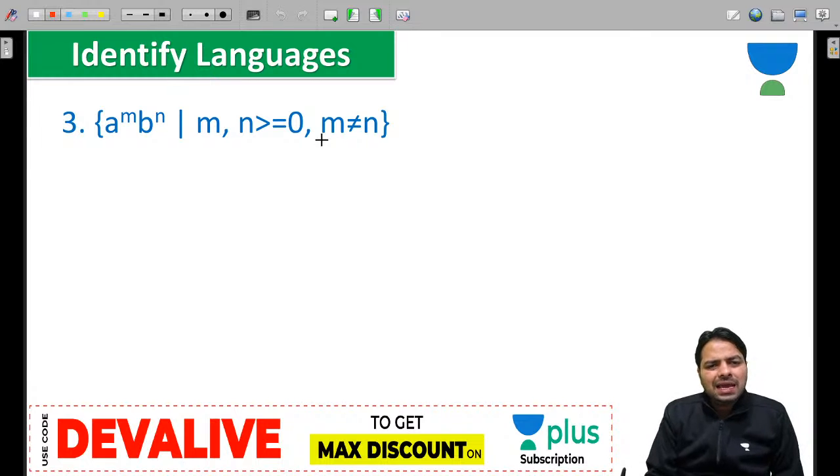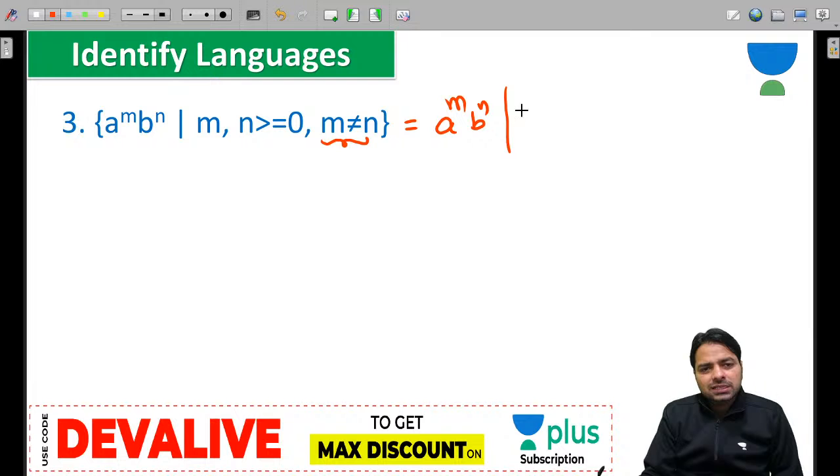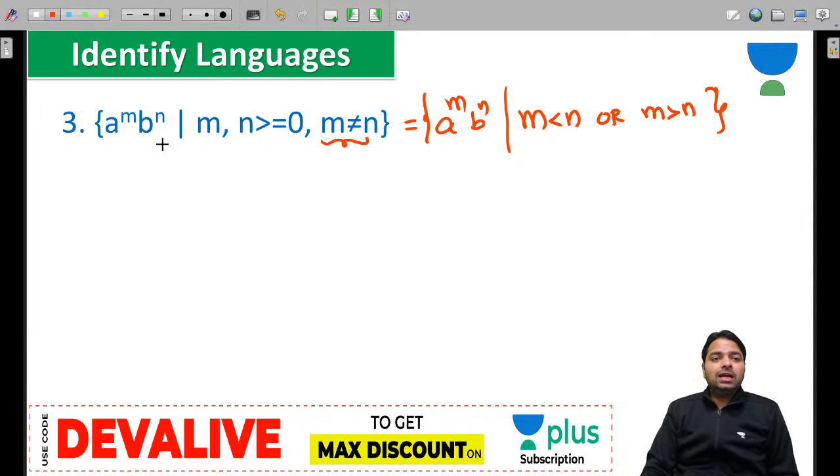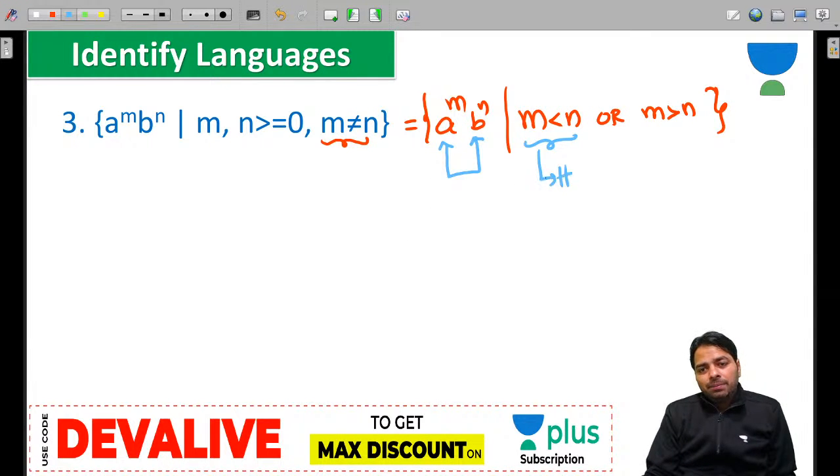Next, what is this m not equal to n? Can I say something like a power m, b power n, such that m is less than n or m is greater than n? That is not equal, right? Other than the equal, yes, there are two kinds of dependencies you have. One is the number of A's being less than the number of B's, and the other is the number of A's being greater than the number of B's.